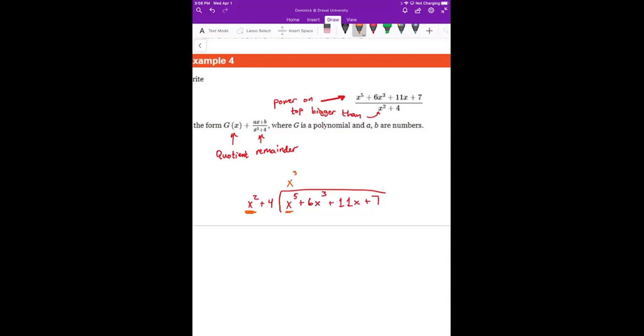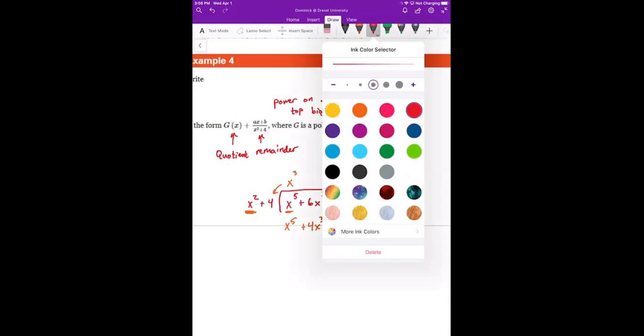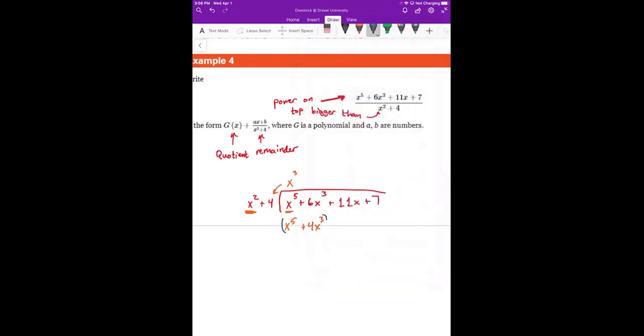Now, what we do next is now multiply this x to the 3rd by this x squared plus 4, and I'll get x to the 5th plus a 4x to the 3rd. Okay, now we want to subtract this thing. We want to subtract from these two terms. Well, the x to the 5th and the x to the 5th cancel, and that's good. That's what you want to happen. And then we have a 6x to the 3rd minus 4x to the 3rd, so that's a 2x to the 3rd. Right? Then we bring down our 11x, and then we just repeat this process.